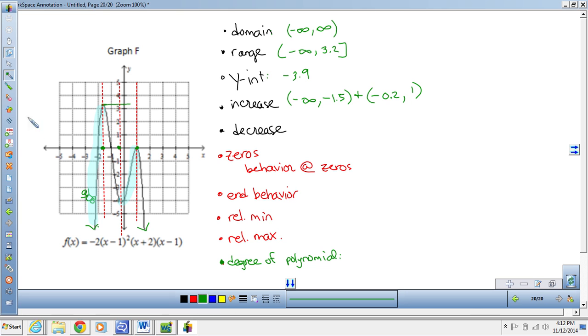So where is it decreasing? On the other intervals in between. So let's take a look at those intervals. So we're decreasing from this point to that point, and this section is between these two red dotted lines. So we're going from negative 1.5 to negative 0.2. And it is also decreasing from this point here on forever to the right side. So this point is positive 1 to infinity. It's decreasing. So positive 1 to infinity, we are decreasing.